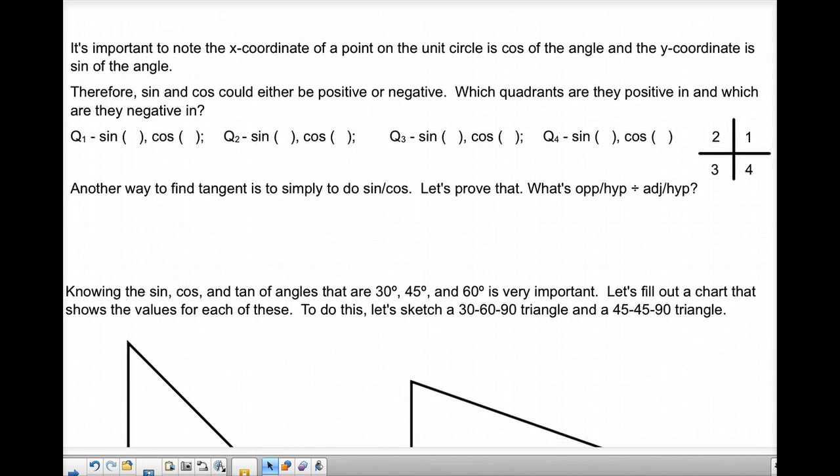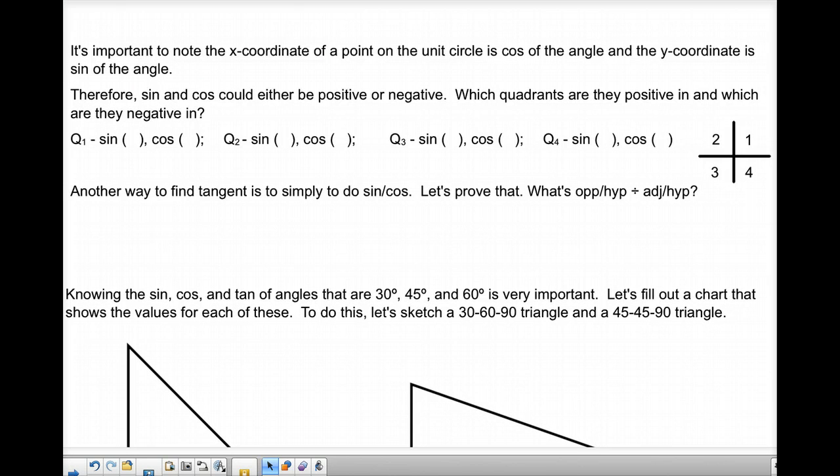All I have here is just a reminder then of where is sine positive, where is sine negative. Sine goes with the y. It's siney, it's not tiny, it's siney. And the y is positive in the first quadrant and in the second quadrant. Sine is negative in the third quadrant and fourth quadrant.